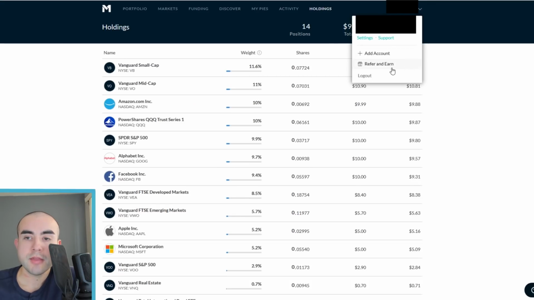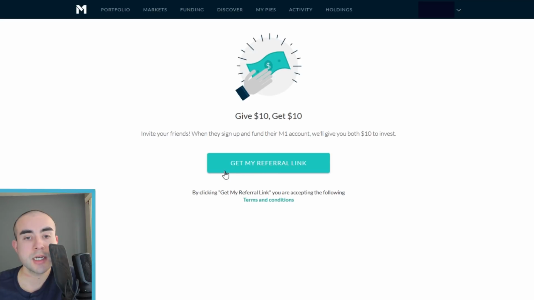And beneath that add account area, there is also one last area that says refer and earn. M1 Finance does have a referral program where it says if you invite your friends with your referral link, when they sign up and fund their M1 account, we'll give you both $10 to invest. So that's a really cool incentive. M1 Finance wants you to get the word out about saving money and investing money for the long term.